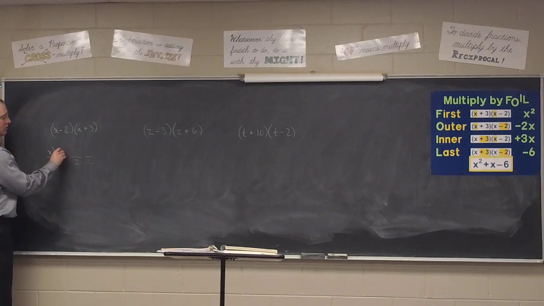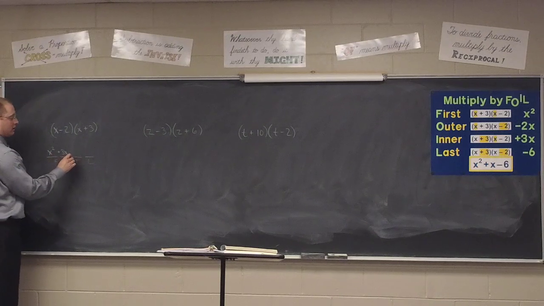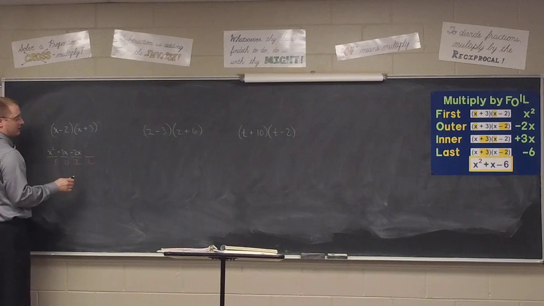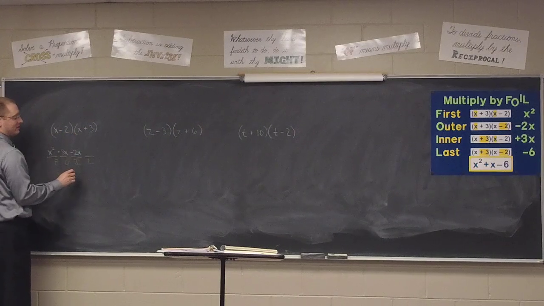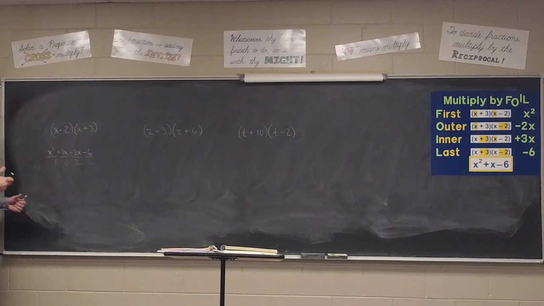Positive 3x. The inner? Negative 2x. And the last? Positive 1. Ooh, you're multiplying. Sign number, negative 6. There we go. Again, it's not sign number letter, it's only sign number because there aren't any letters.